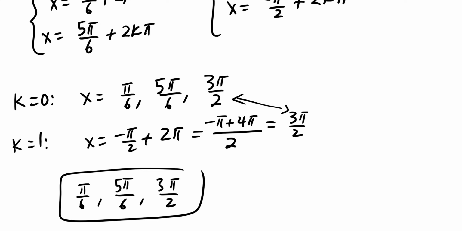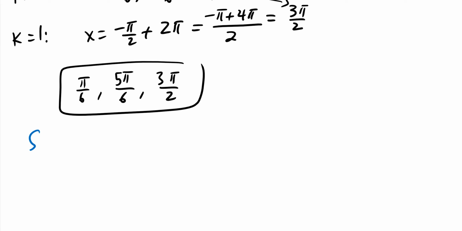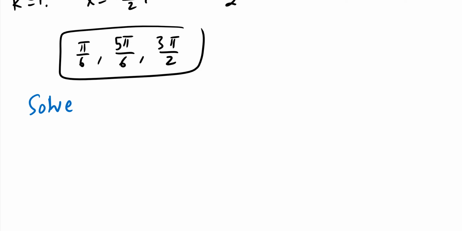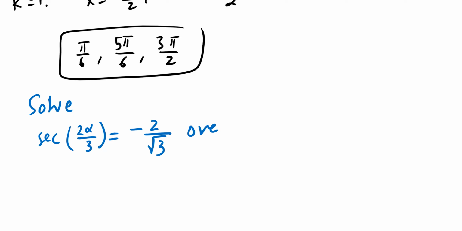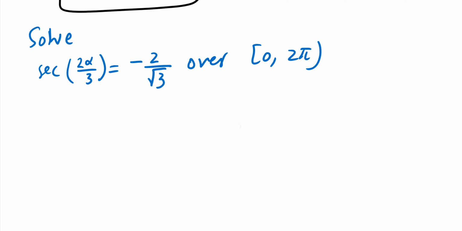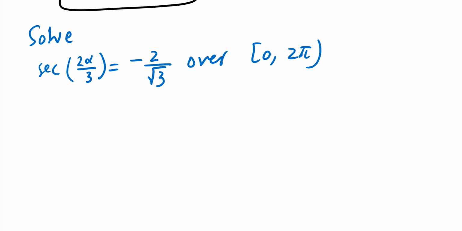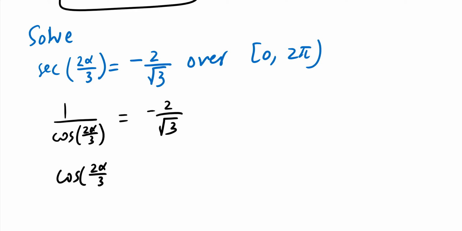Now, what about if we look at slightly different kind of equations? Solve, let's say, secant of 2 alpha over 3 equals negative 2 over square root of 3, over 0 to 2 pi. There's a secant here, but we didn't give you a formula for secant. So what you can always do is, this is 1 over cosine. Rewrite it: 2 alpha over 3 equals, keep this the same. Then flip both sides. This becomes cosine of 2 alpha over 3 equals negative root 3 over 2.